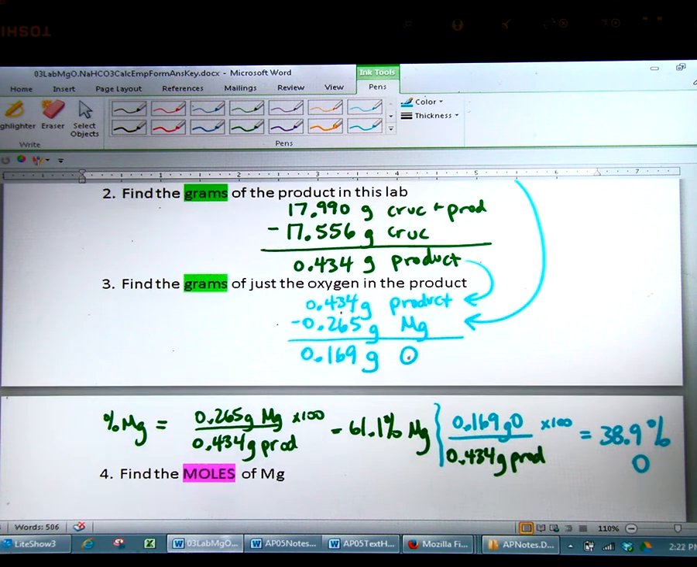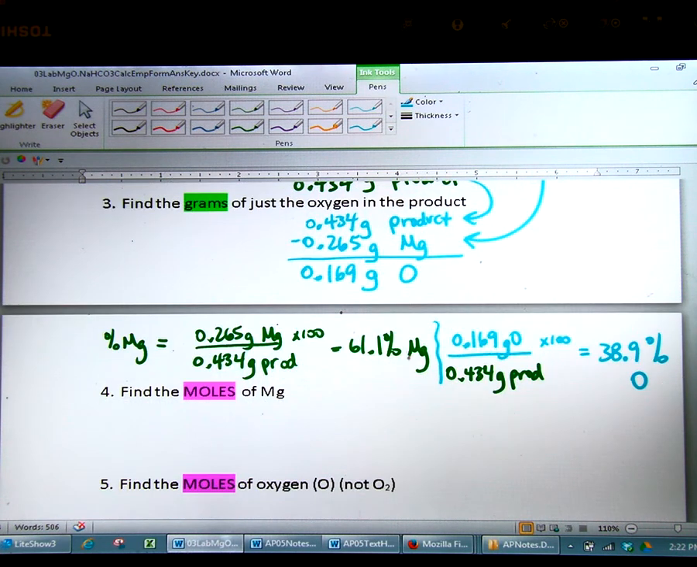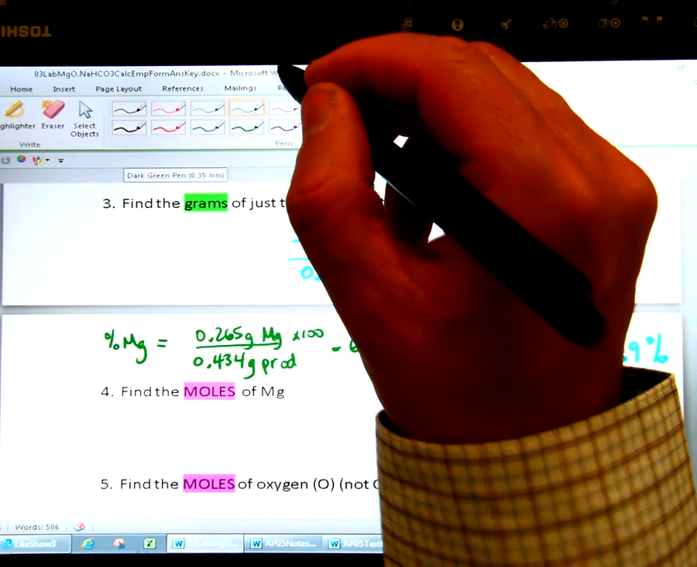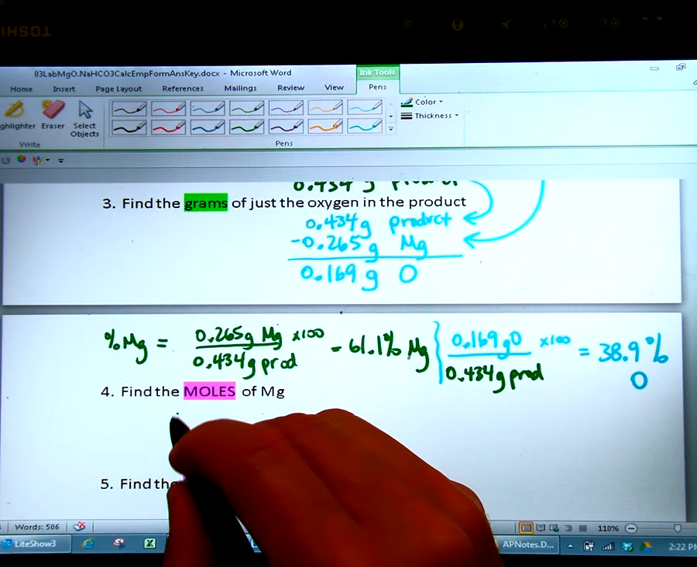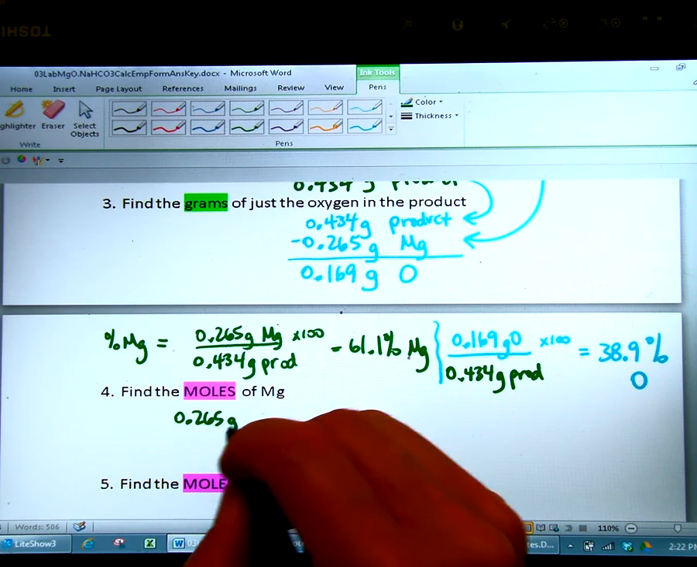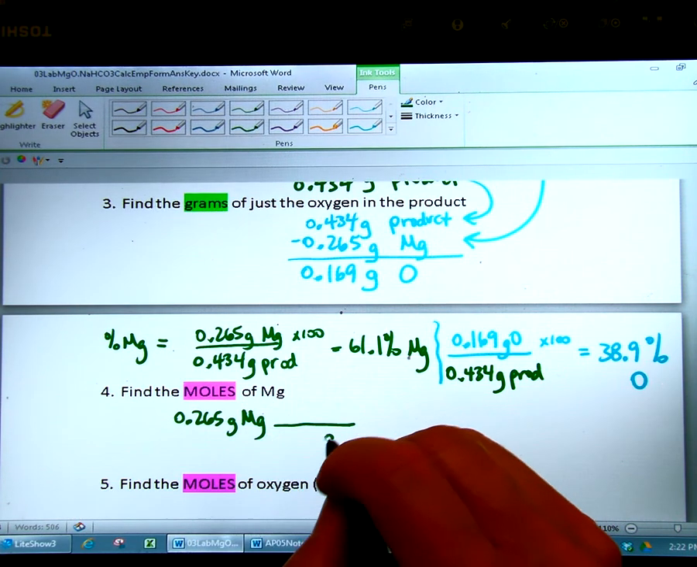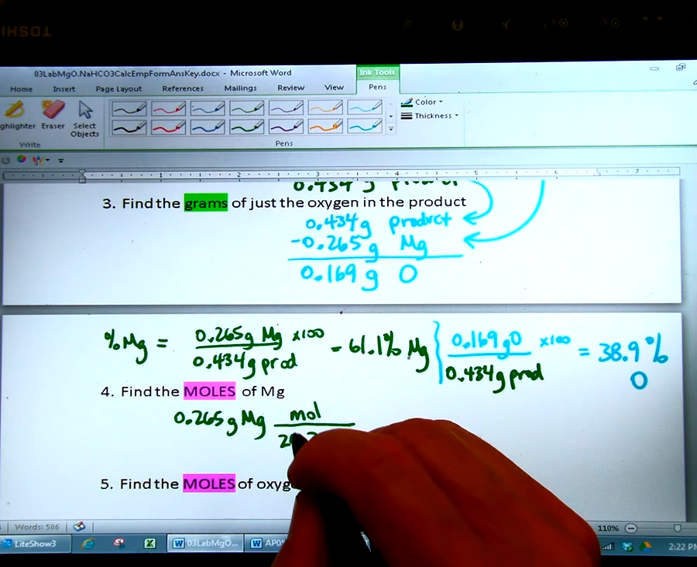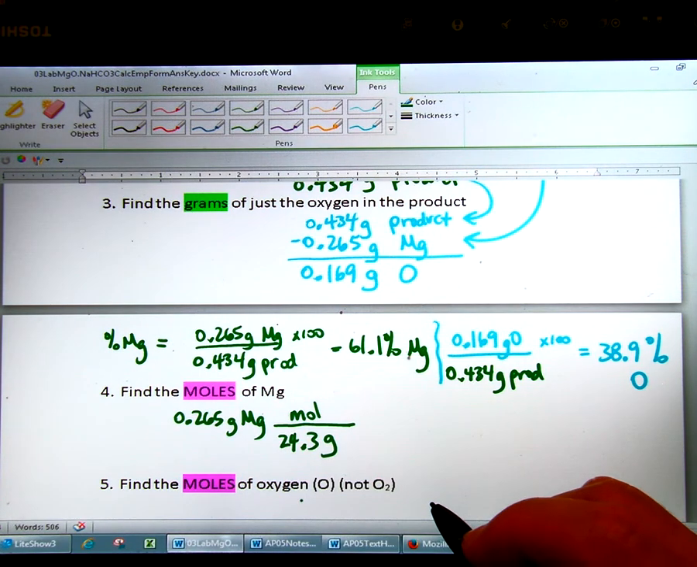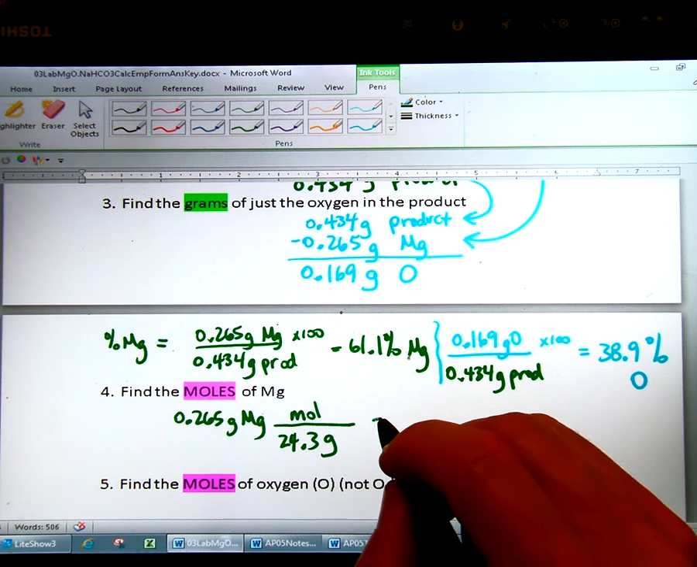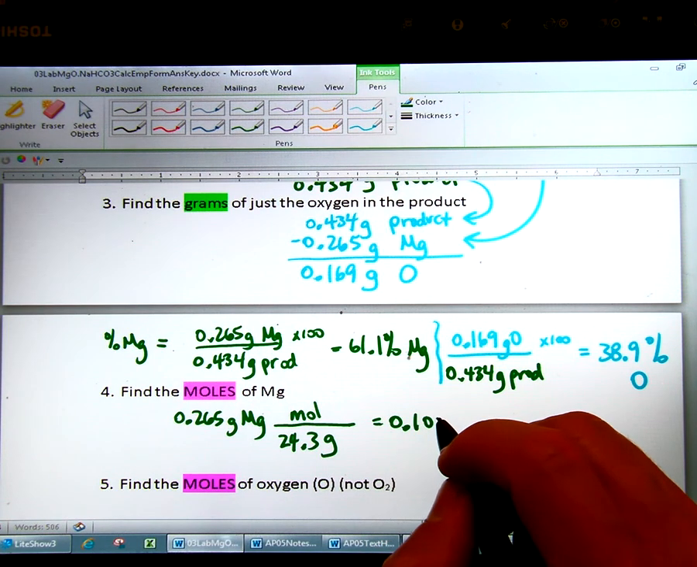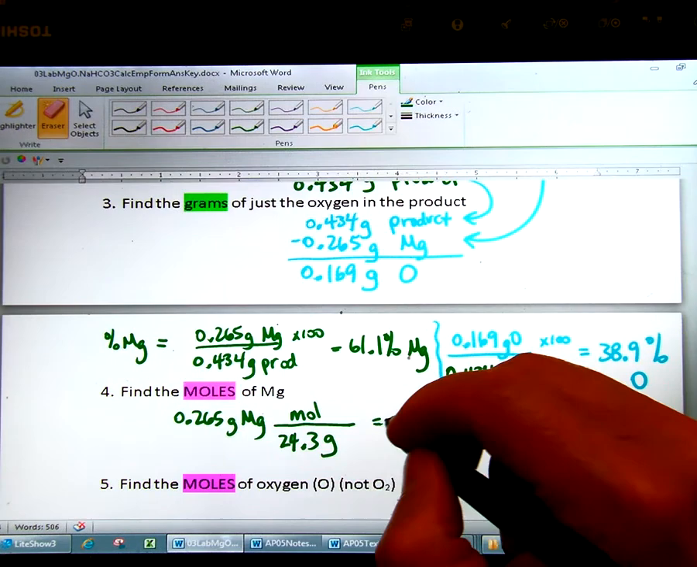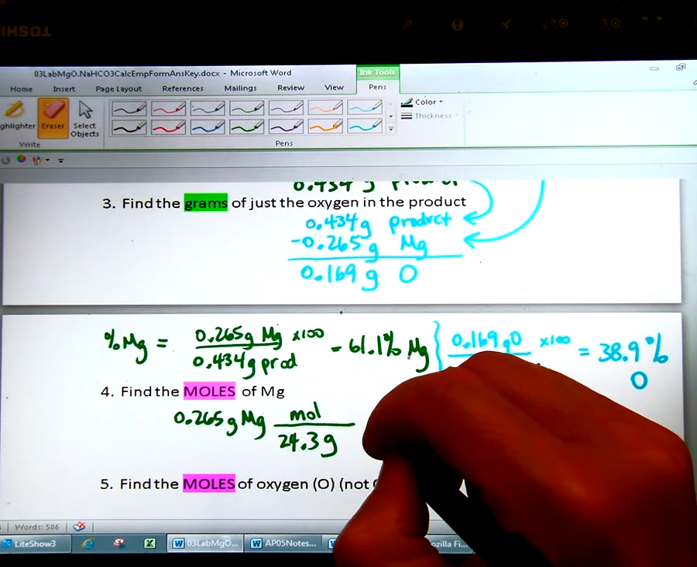Okay, now we're going to deal with finding moles. So we learned how to do a mole conversion. For magnesium, it's going to be 0.265 grams of magnesium. You want to get out of grams, it goes on the bottom. You want to go to moles, it goes on the top. You're going to use the periodic table. This weighs 24.3 grams. So 0.265 divided by 24.3 is going to give you 0.0109. And I'll do this just in purple to remind us that this is going to be moles.